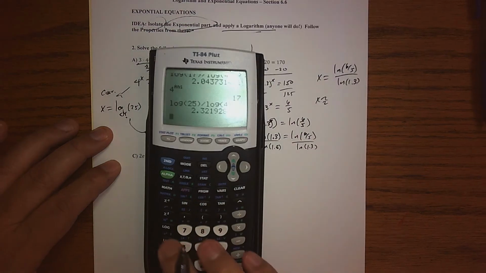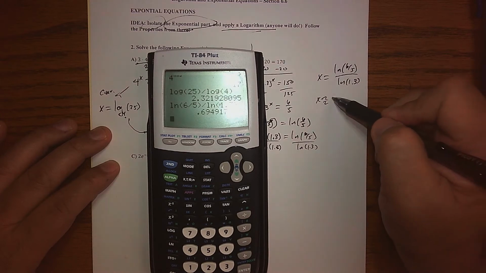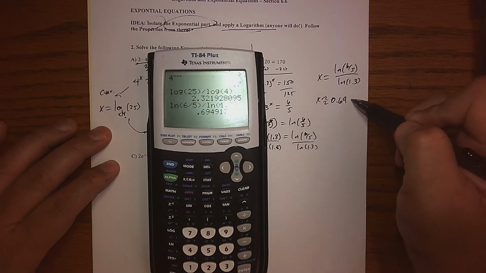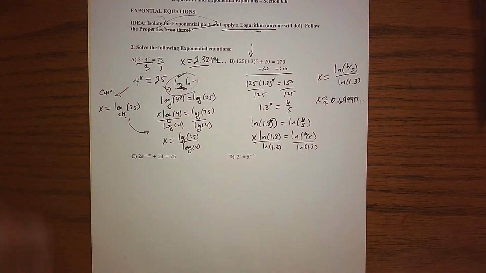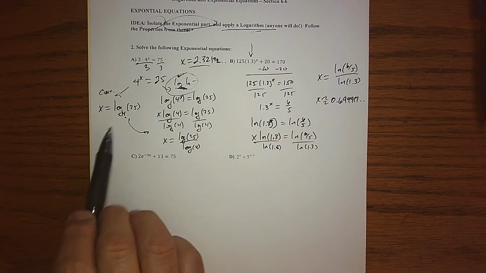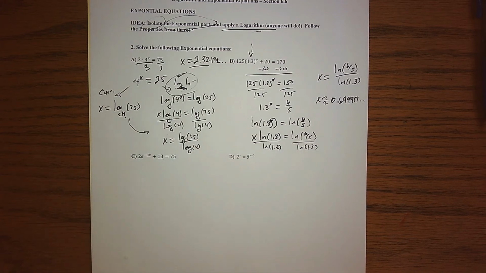So we've got the natural log of 6 divided by 5, and we're dividing that by the natural log of 1.3. And what I get out of that is x is approximately 0.694917 and some change. So there you have it. That's how we solve an exponential equation. Isolate the exponent, and then apply a logarithm. You either just do a straight out conversion, or you apply any logarithm and get to, essentially, your change of base formula. So you're going to get here no matter what.